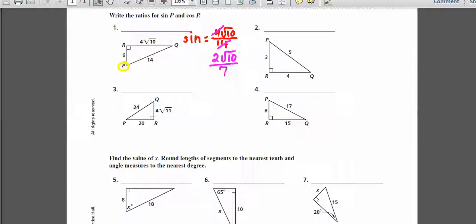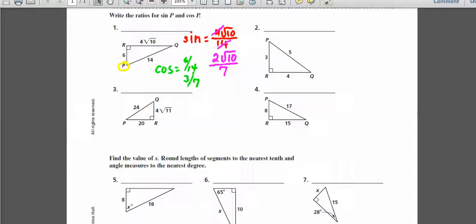All right, and then the cosine for P for this one is going to be the adjacent side. I'm talking about angle P here. So the adjacent side is the one that's touching it. That's going to be the side with a length of 6 over 14. And again, we'd have to simplify that and turn that into 3 over 7. Alrighty?